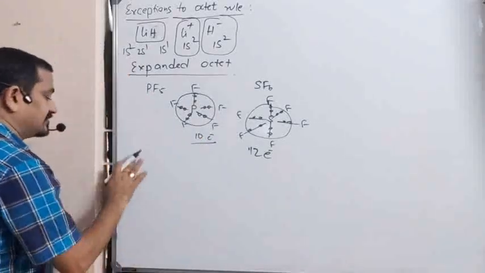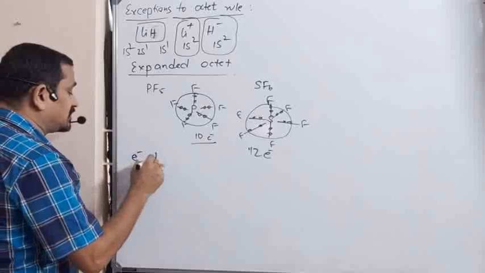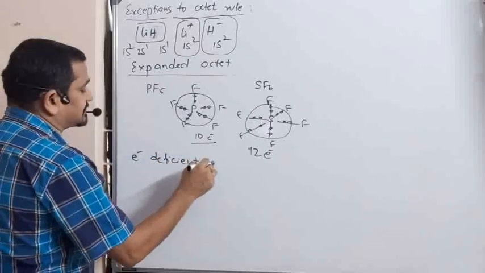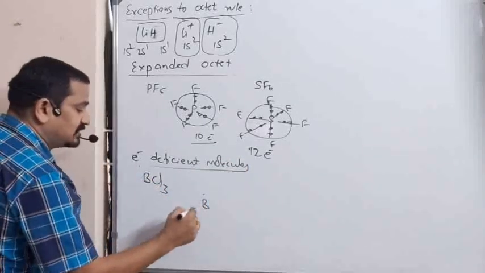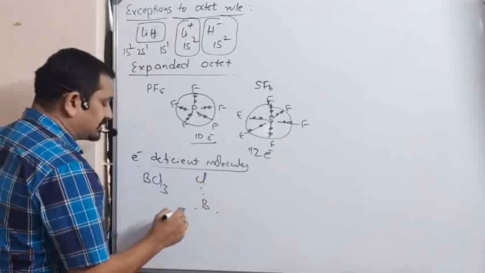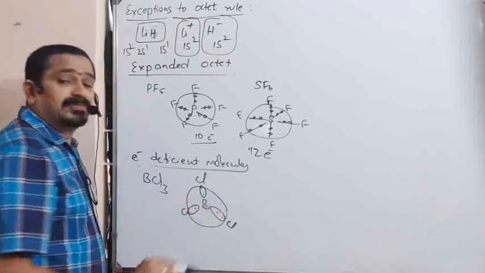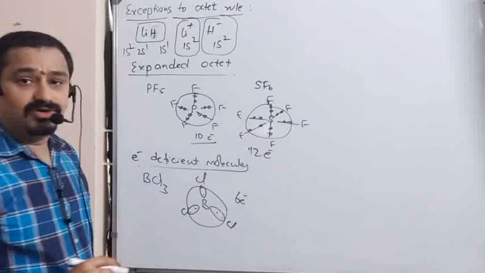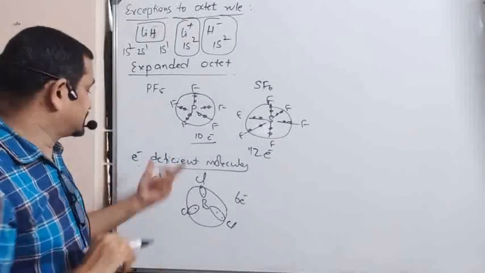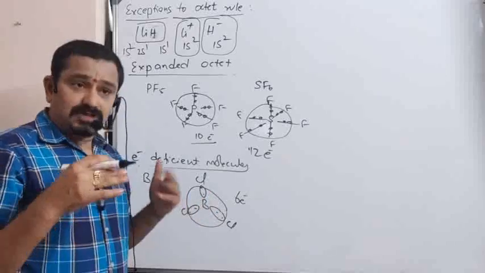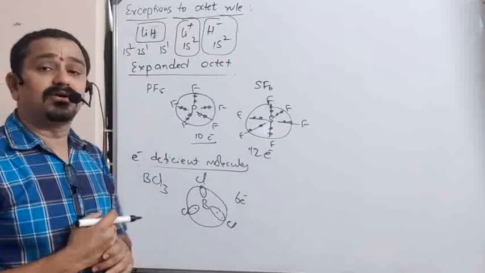There are certain molecules which do not get 8 electrons, called electron deficient molecules. Like BCl3. Boron has only 3 electrons in its outer shell, and each chlorine contributes one electron. So totally boron has got 2 plus 2 plus 2, 6 electrons only after bond formation. So it has a deficiency of 2 electrons even after bond formation. Such molecules in which the octet rule is not obeyed and there is still a deficiency of electrons to attain the octet are called electron deficient molecules.